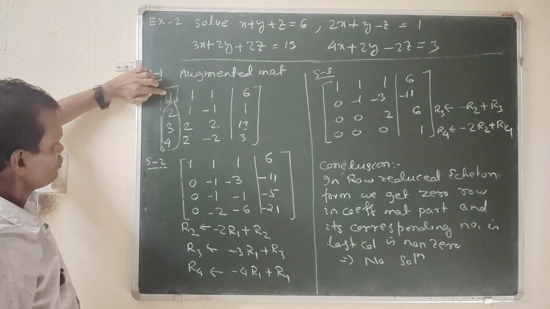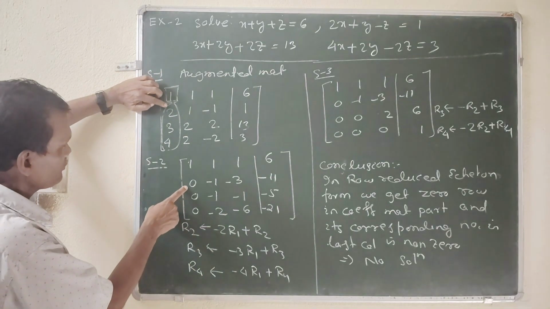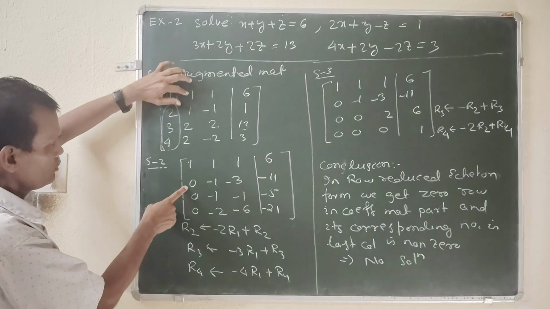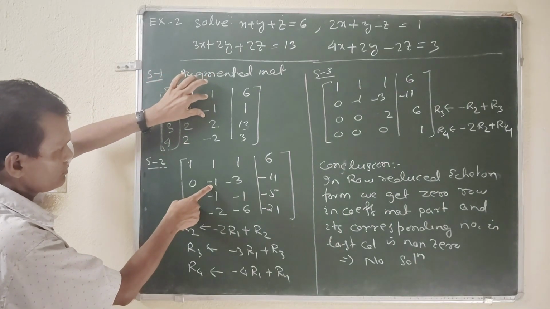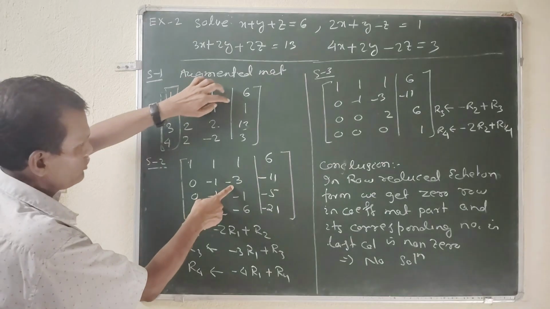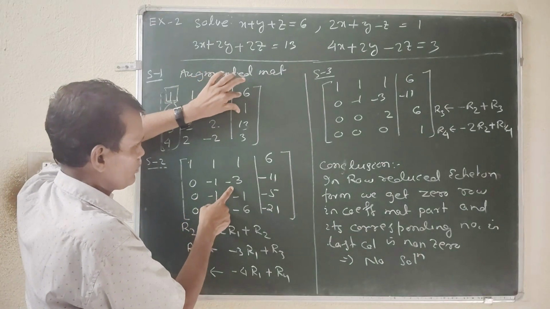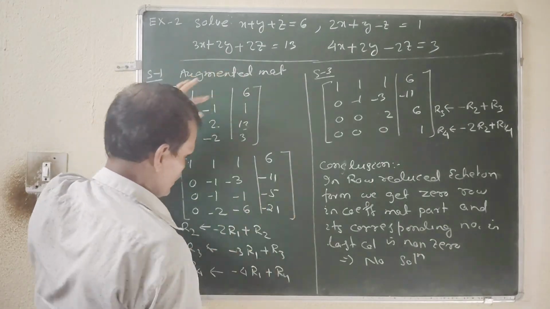So minus 2 into 1 minus 2 plus 2 is 0, minus 2 into 1 minus 2 plus 1 is minus 1, minus 2 into 1 minus 2 plus of this, that is minus 3, minus 2 into 6, that is minus 12 plus 1, that is minus 11. So this is the second row.